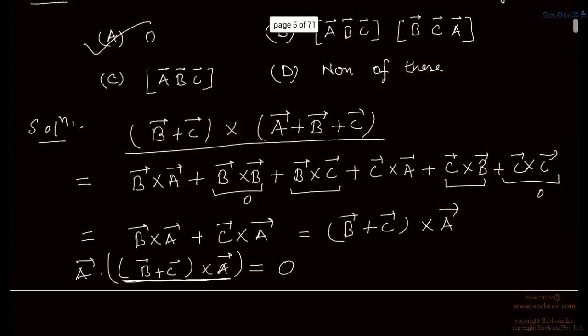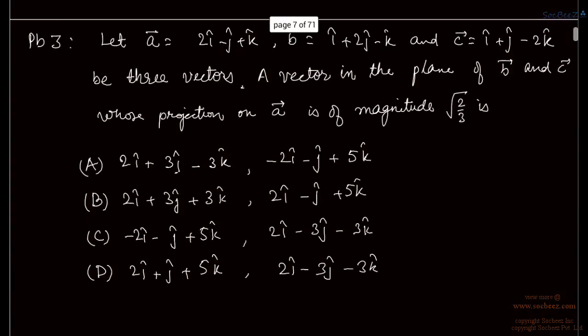Okay. So moving to the next question. Let A is equal to 2i minus j plus k, B is equal to 2i plus 2j minus k, and C is equal to i plus j minus 2k. The three vectors, a vector in a plane of B and C whose projection on A is of magnitude root under 2 by 3. So we have to find a vector which is in the plane of vector B and C and whose length of projection on vector A is of magnitude root under 2 by 3.